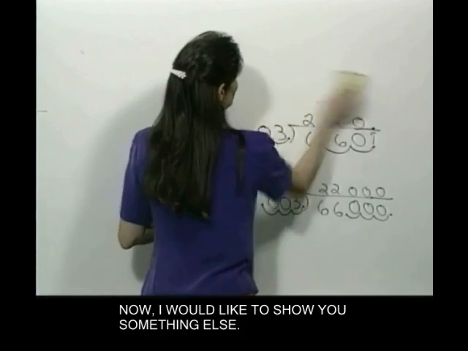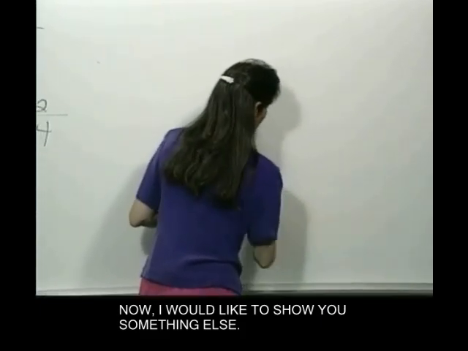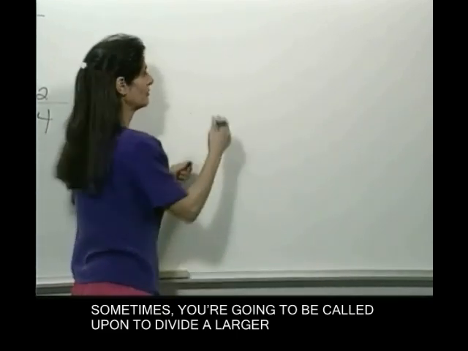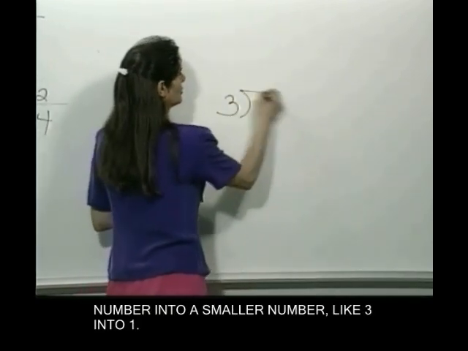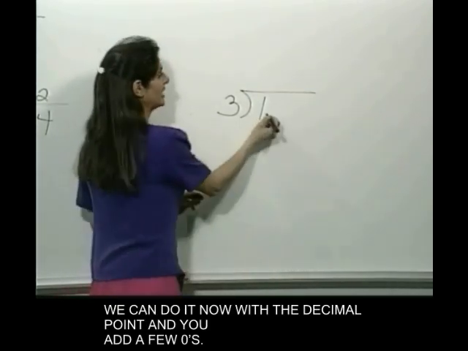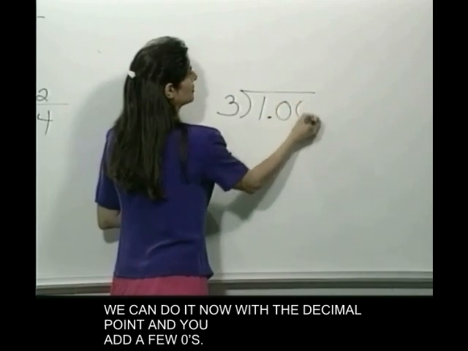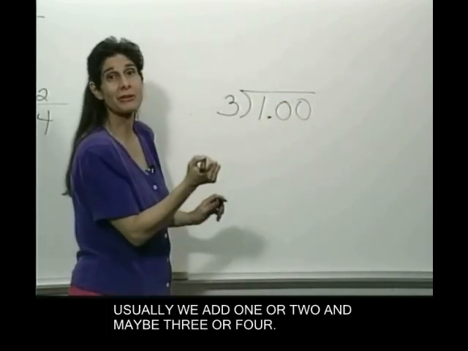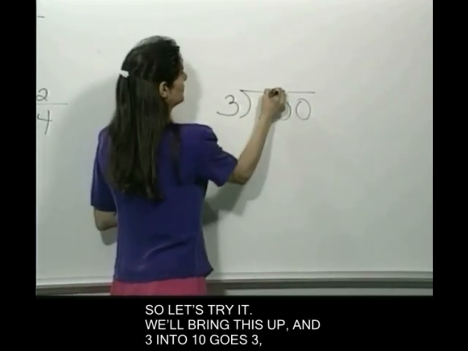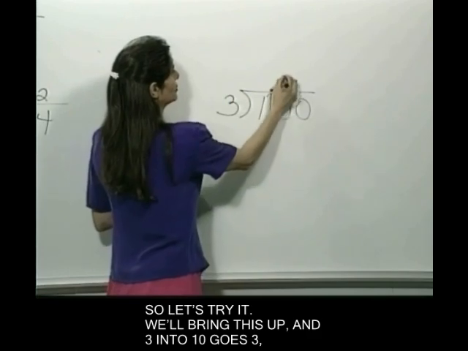Now, I would like to show you something else. Sometimes you're going to be called upon to divide a larger number into a smaller number, like 3 into 1. And we can do it now with a decimal point and add a few zeros. Usually we add 1 or 2 or maybe 3 or 4. So let's try it. 3, we bring this up, and 3 into 10 goes 3.